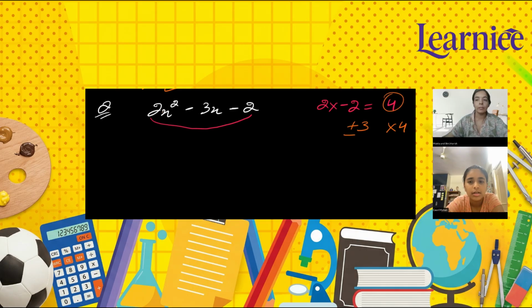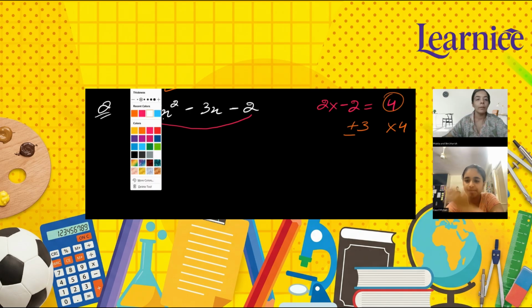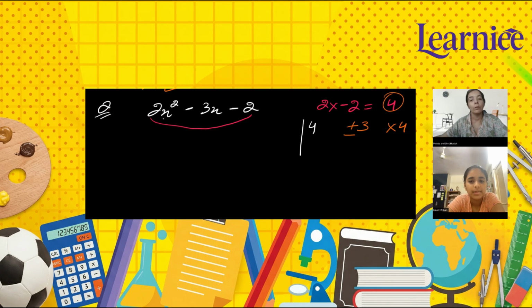For the time being, I'm not considering the sign. I'm just thinking of what value I should take so that in multiplication I get 4, and if I do plus or minus I get 3. So we can take 4 and 1. We can split 4 as 4 and 1. Am I right? See, I'm doing it here. You can take 4 times 1. So the two factors that we are getting are 4 and 1.